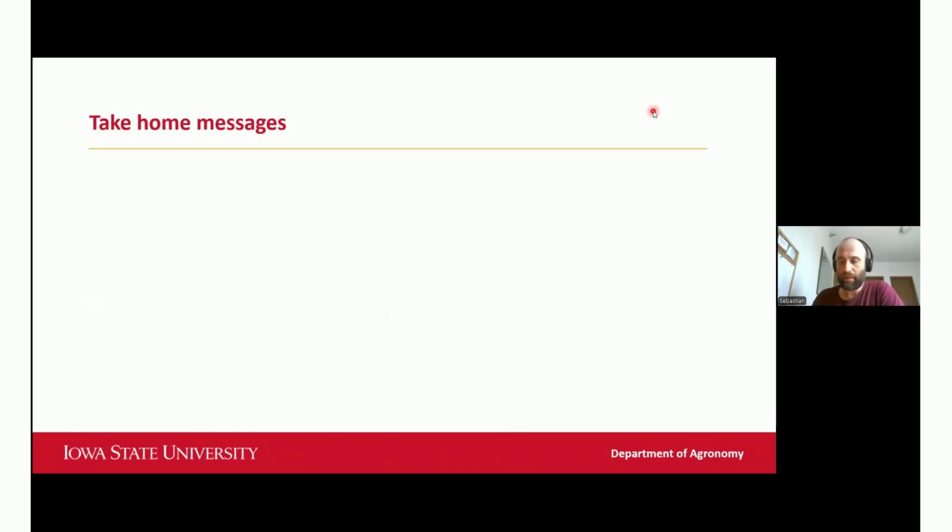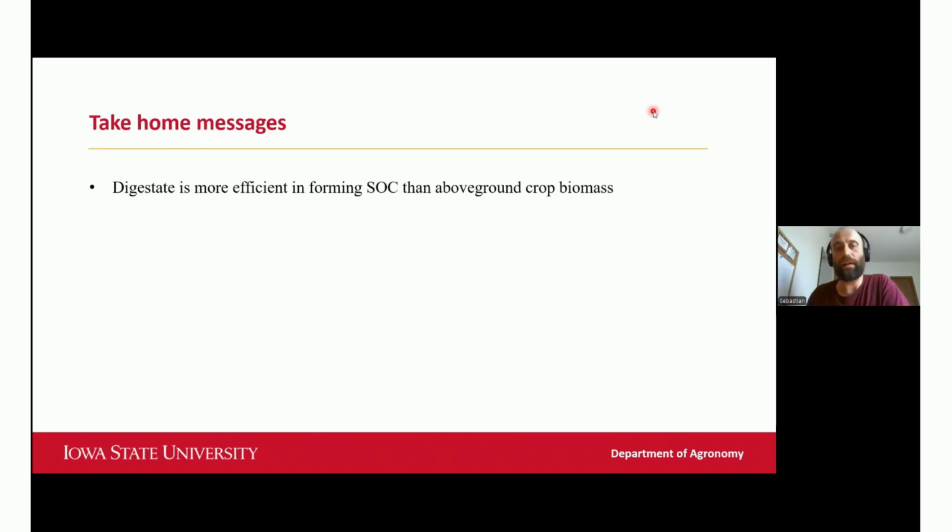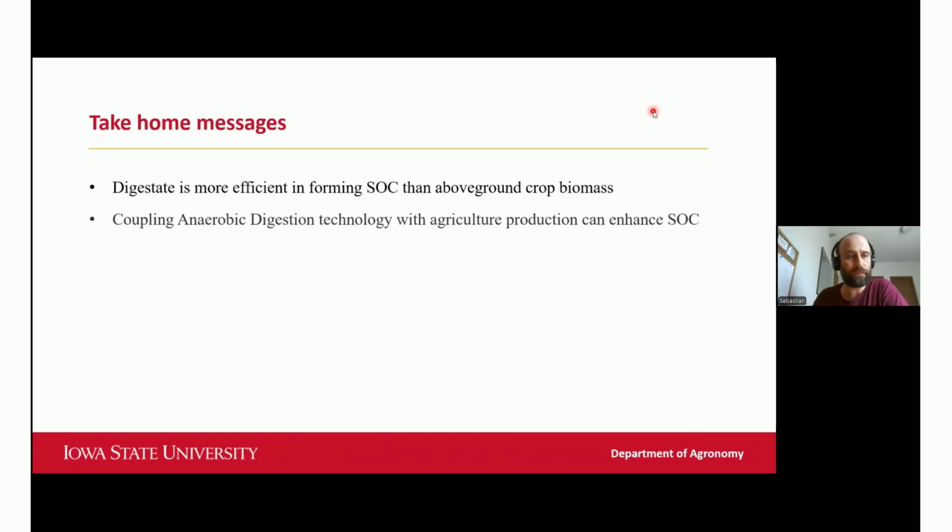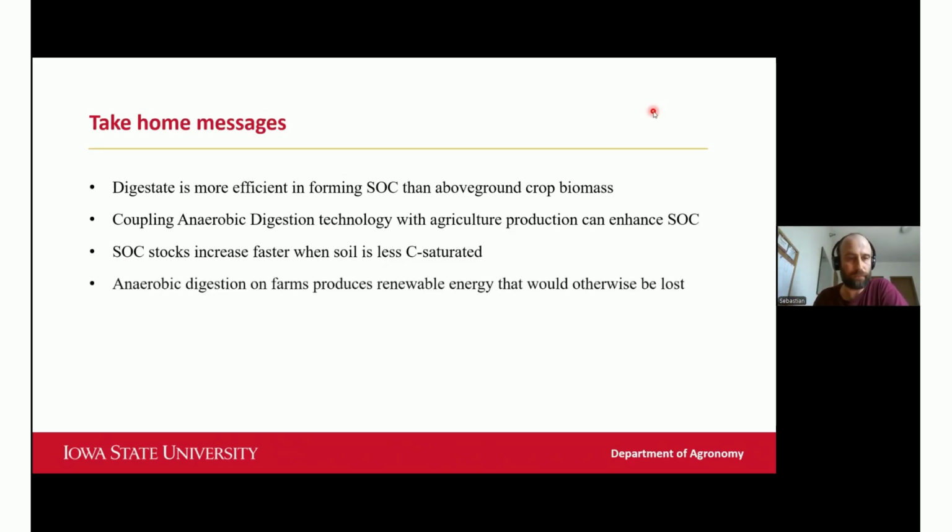So finishing my presentation, these are the take-home messages. The digestate is more efficient in forming soil organic carbon than above-ground crop biomass. Coupling anaerobic digestion technology with agriculture production can enhance soil organic carbon. And the soil organic carbon stock increases faster when soil is less carbon saturated. And finally, anaerobic digestion on farm produces renewable energy that would otherwise be lost.